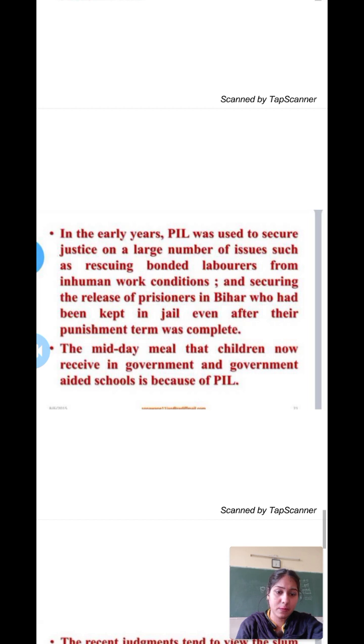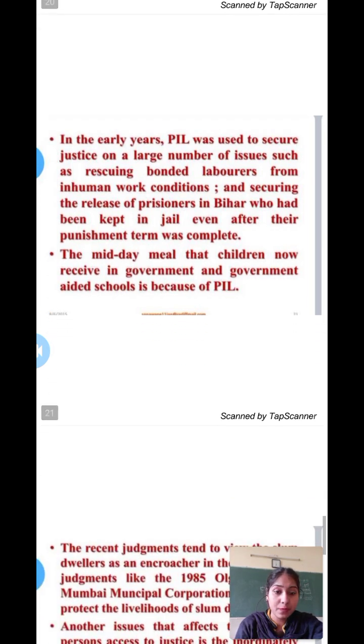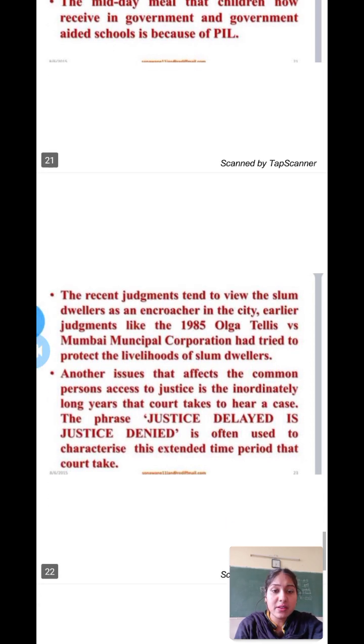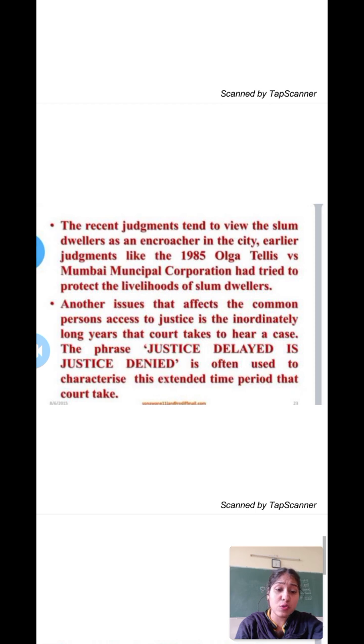The midday meal scheme. What is the midday meal scheme? It was started by the government. In this, a free meal is provided to all students up to class 8 studying in government and government aided schools. The midday meal that children now receive is because of public interest litigation only. So you can see public interest litigation is very useful for us. Recent judgments tend to view slum dwellers as encroachers in the city, but earlier judgments like the 1985 Olga Tellis versus Mumbai Municipal Corporation case had tried to protect the livelihood of slum dwellers.